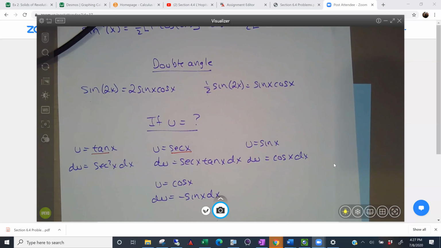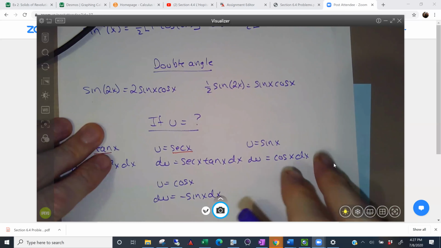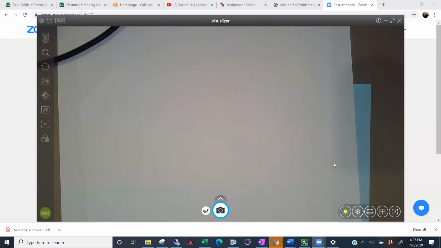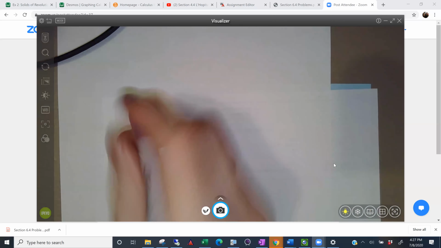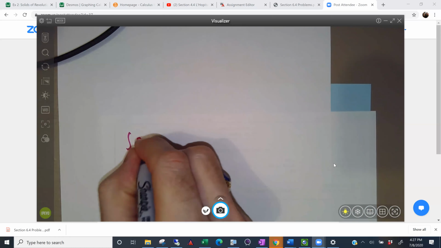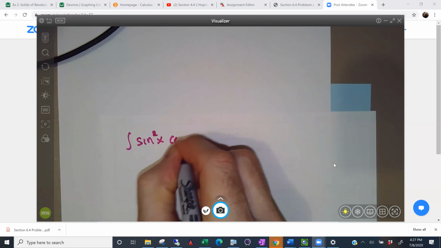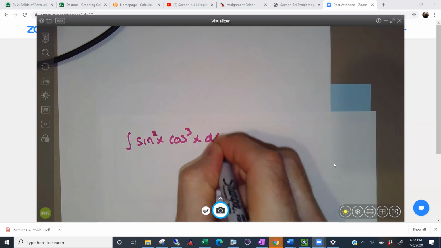So let's do some problems. We'll start with one from the book. Integral of sine squared of x cosine cubed of x dx.